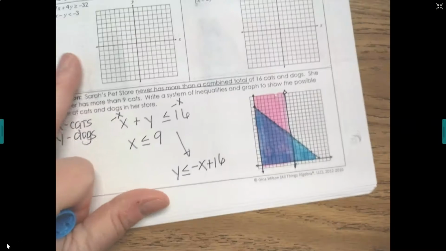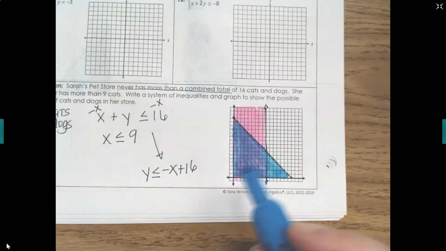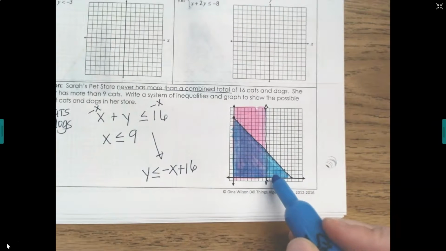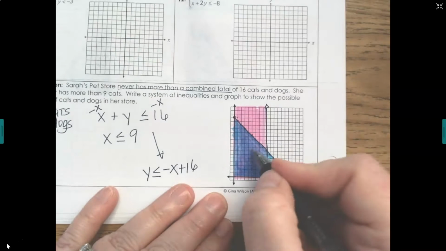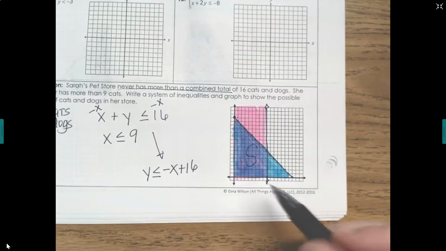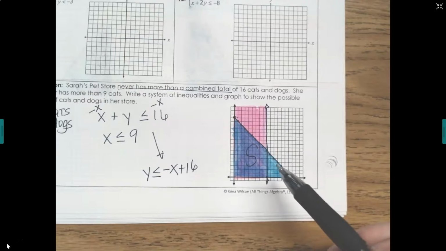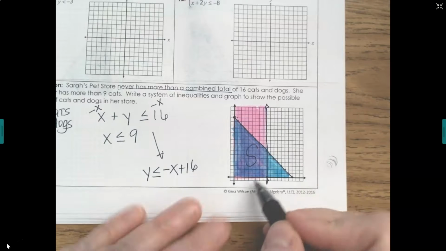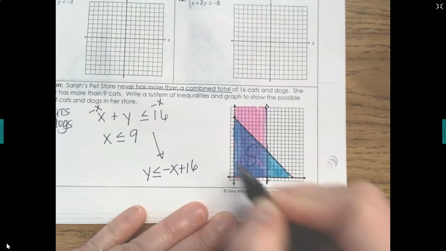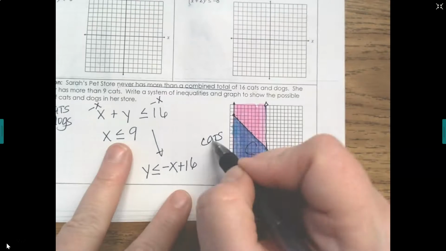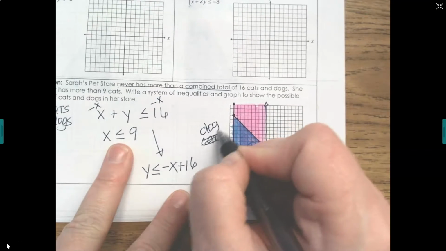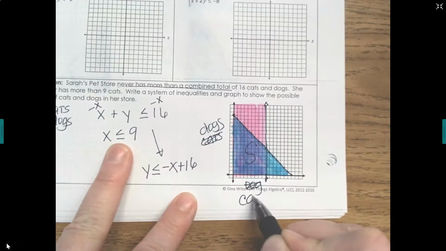So doing this, we would be able to answer questions. Could there be 10 cats? No, because it has to be less than or equal to 9. Anything that's going to work has to come from this purple area. That's the only combination of dogs and cats that we're going to get. So this is your dog counts. This is your cats count. Nope, I did that backwards. That's your dogs. That's your cats, because cats are x.